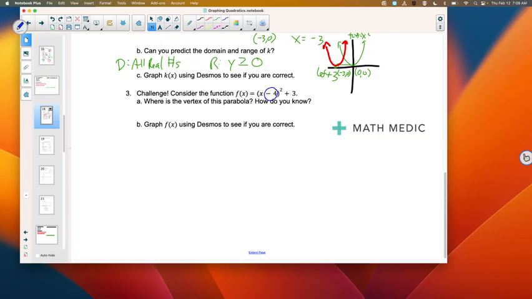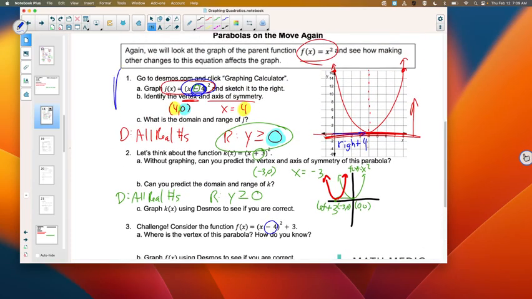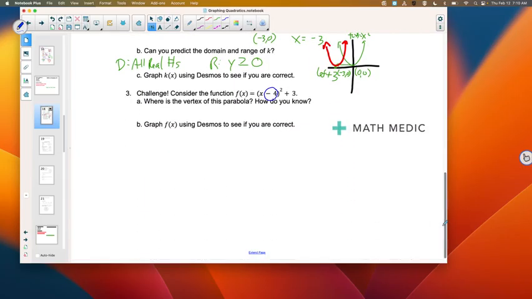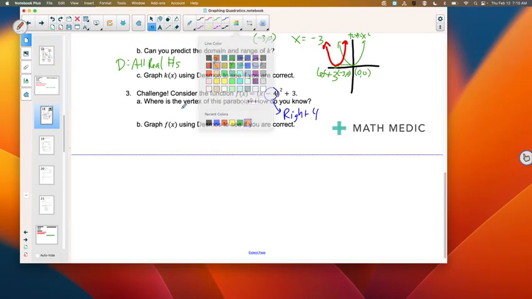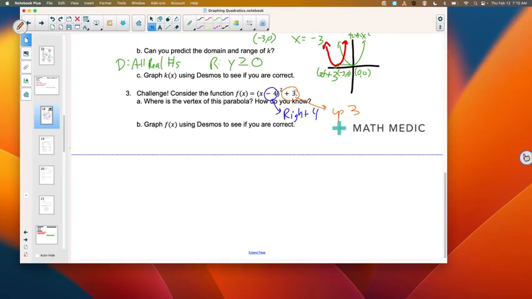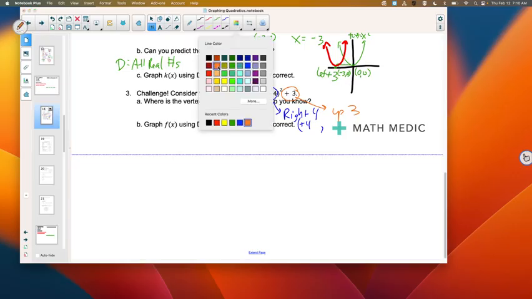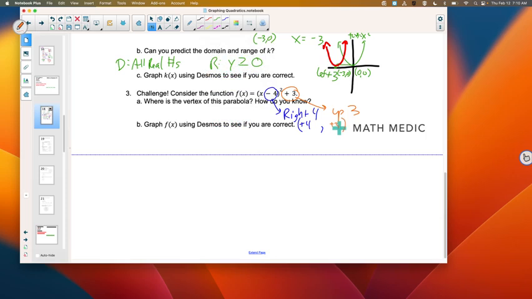We just talked about above here, okay, in this problem. What does x minus 4 squared do? It moves it to the right 4, okay? So let's write that down, right 4. This plus 3, we know that moves it up 3. So in terms of x values, right 4 means plus 4, right? The positive 4 x value. And up 3 means a positive 3 y value. So the vertex is at 4, 3.